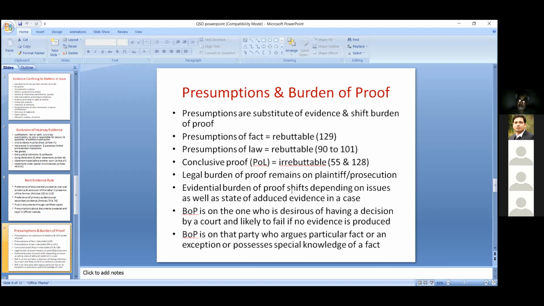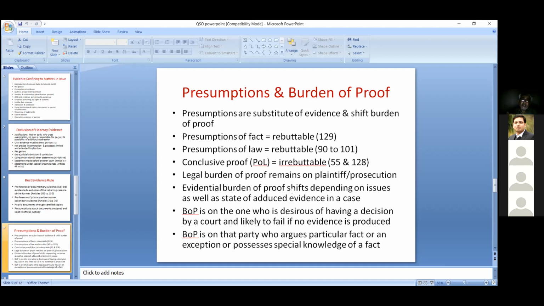All of those presumptions which are presumptions of fact are rebuttable. They are entertained as pieces of evidence, but the opposite party is always given an opportunity to produce evidence against those presumptions. And then there are some presumptions which are termed as presumptions of law, and illustrations of those presumptions are from Article 19 to 101. These presumptions are also rebuttable presumptions.